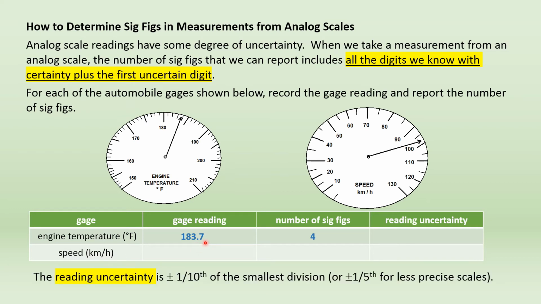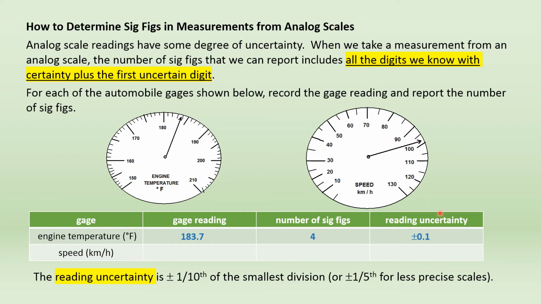Now the reading uncertainty, check the definition. We try to read analog scales to 1/10 of the smallest division. So if the smallest division here is 1 Fahrenheit degree, a tenth of that is 0.1. So I'm going to say the reading uncertainty is plus or minus 0.1. Now whenever you record an uncertainty, it has to have the same level of precision as the reading itself. Now the level of precision here is to the decimal of a Fahrenheit degree, likewise here.